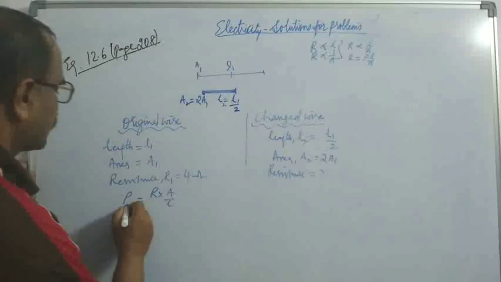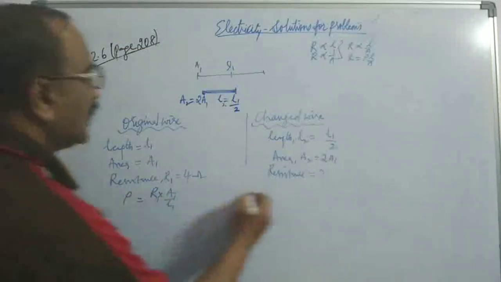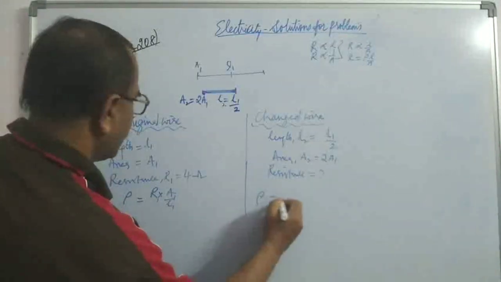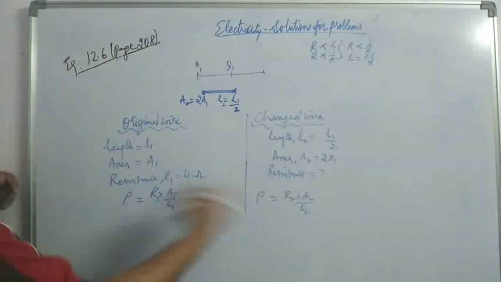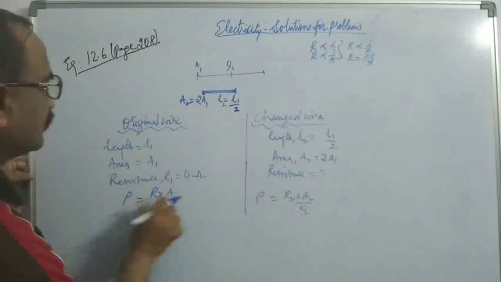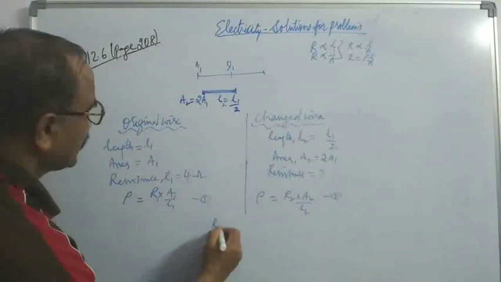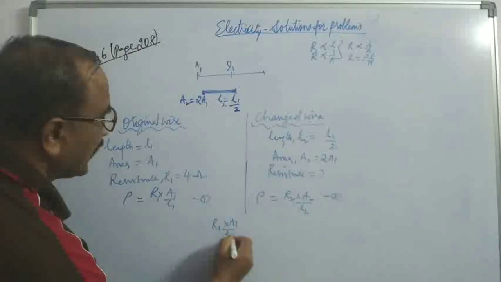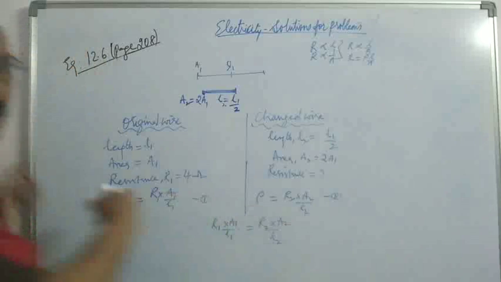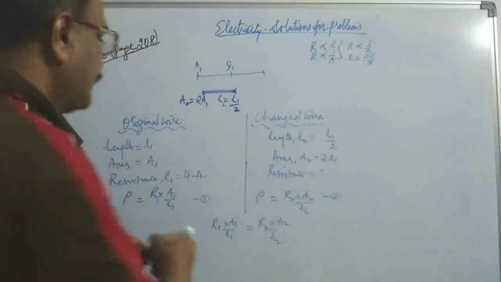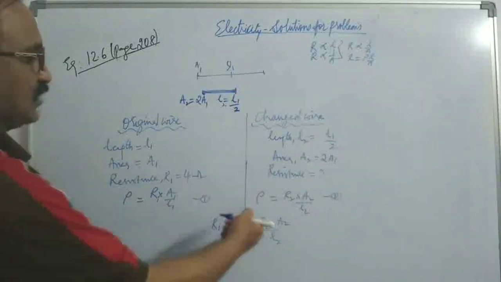Now follow carefully. Let me write rho equal to R1 times A1 divided by L1, and here I write rho equal to R2 times A2 by L2, because it's the same material. Resistivity will be the same. So this is first, and that's second. So R1 into A1 by L1 should be equal to R2 into A2 by L2. Now just employ these values and you will get the value of R2.